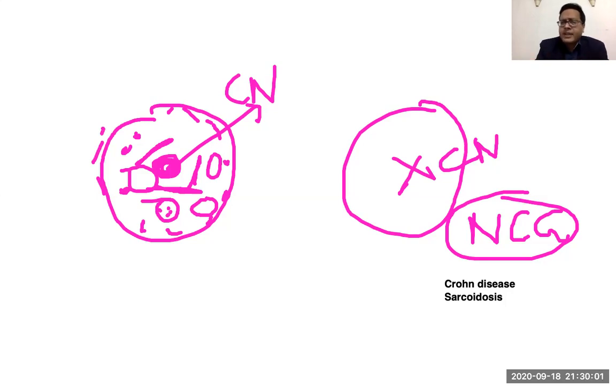Granuloma morphologically could have central caseous necrosis, or they may not have caseous necrosis. Those granuloma which do not have caseous necrosis are called non-caseating granuloma. And our topic of the day, Crohn disease, is an example of non-caseating granuloma. This non-caseating granuloma is not seen in ulcerative colitis. It's seen in Crohn disease. So this is the next big concept which I was going to explain.